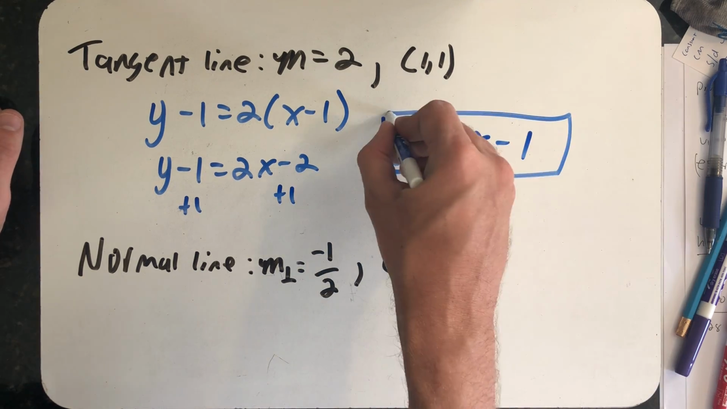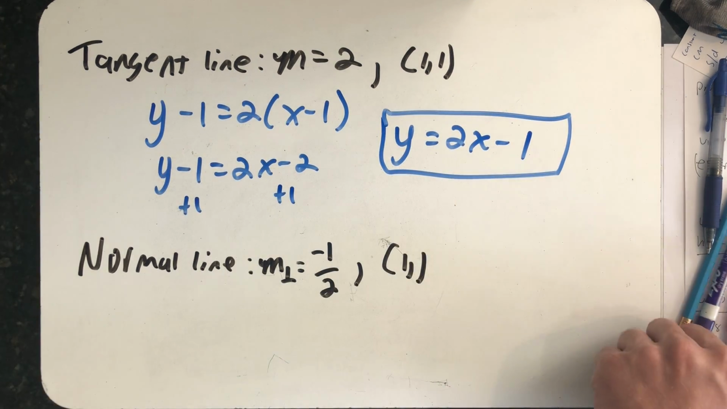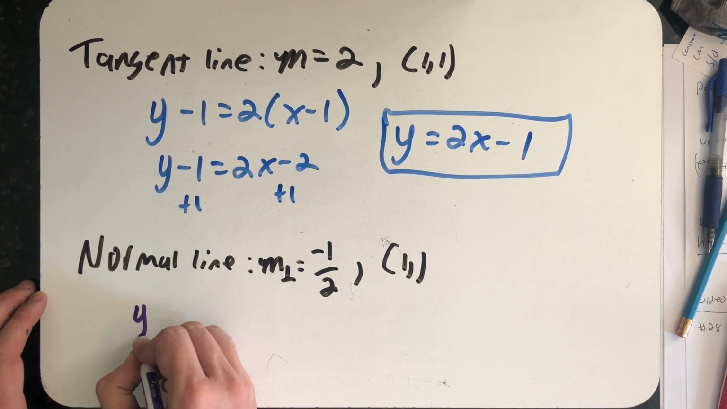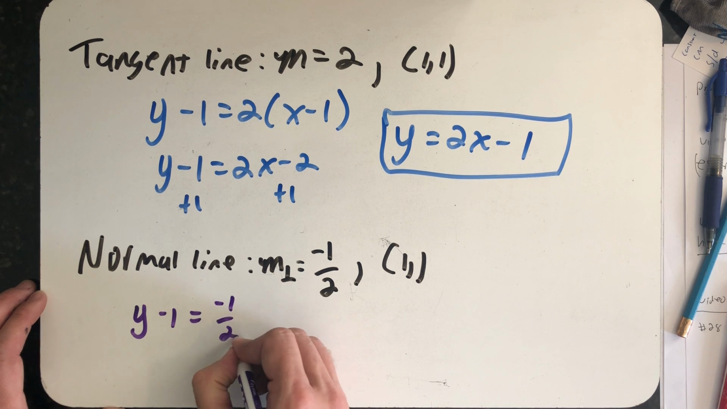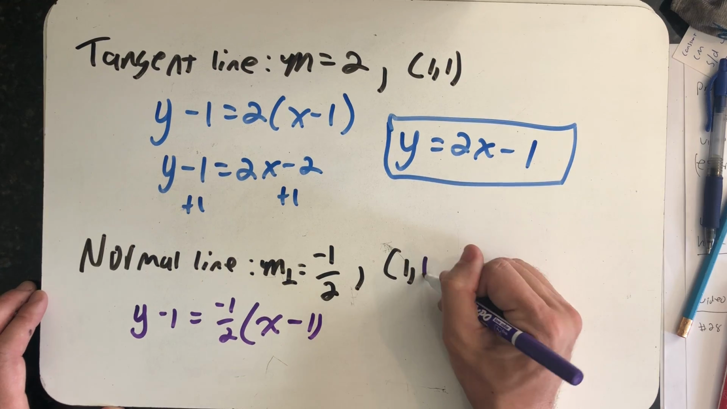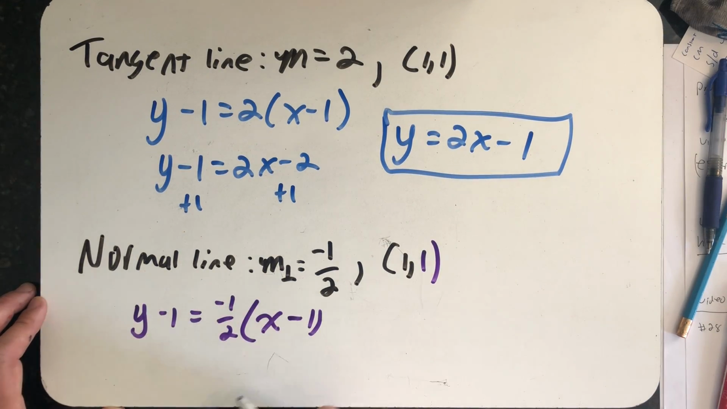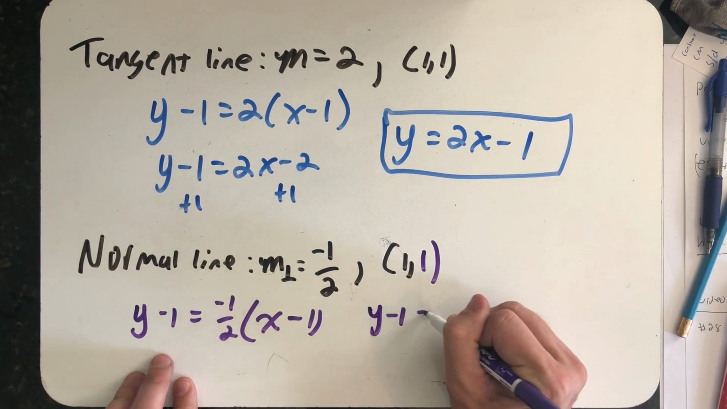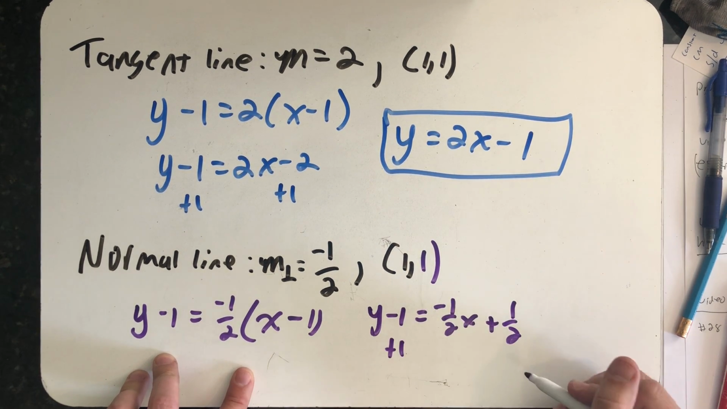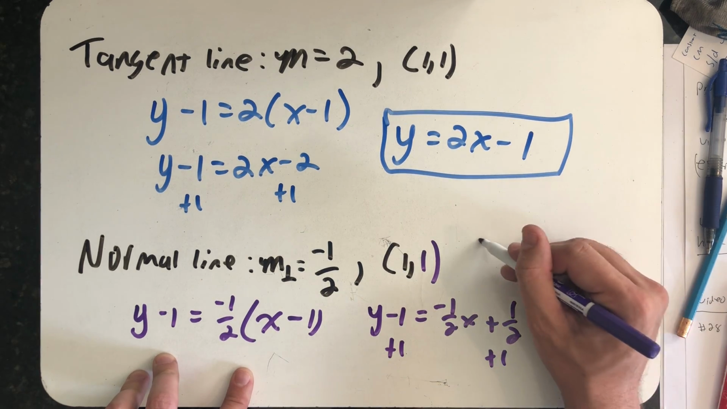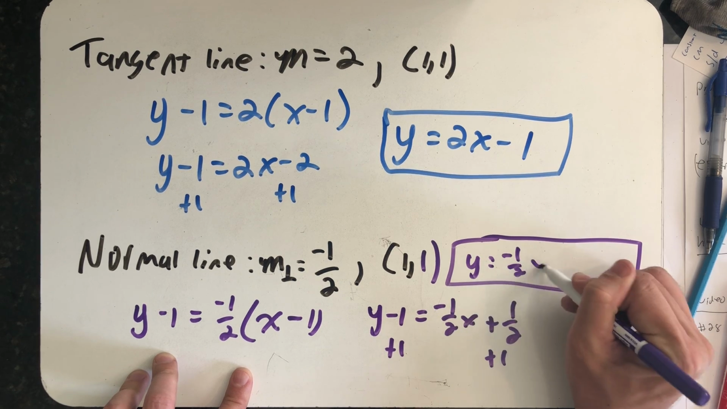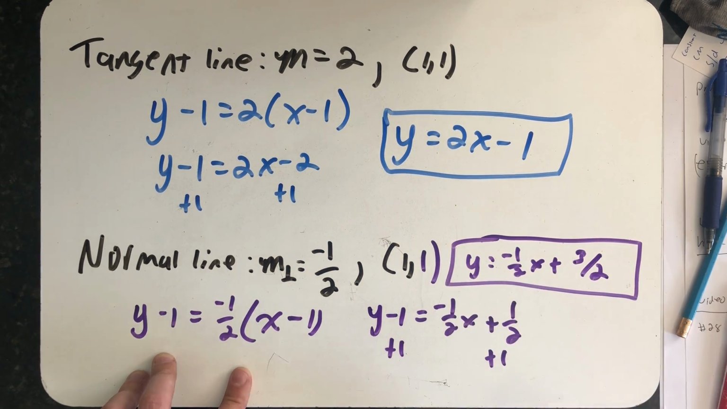There's the equation of my tangent line. Now let's find the equation of our normal line. And that should be the point (1, 1) sitting right there. All right, I need to distribute. That'll be y minus 1 equals minus 1/2 x plus 1/2. I need to add 1. So my normal line will have equation y equals minus 1/2 x plus 3/2.